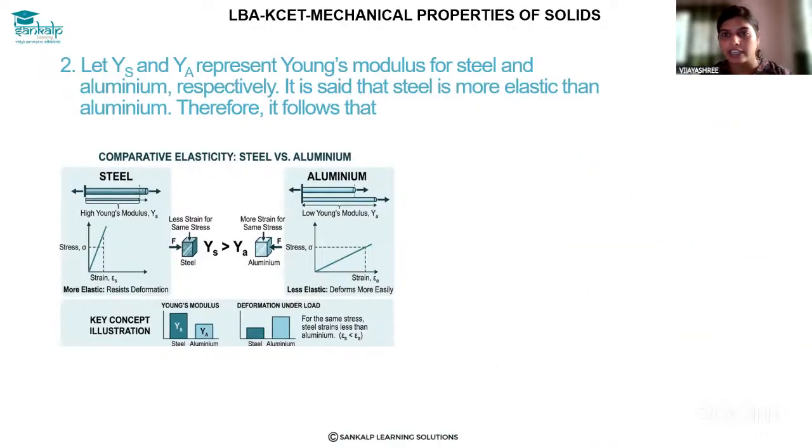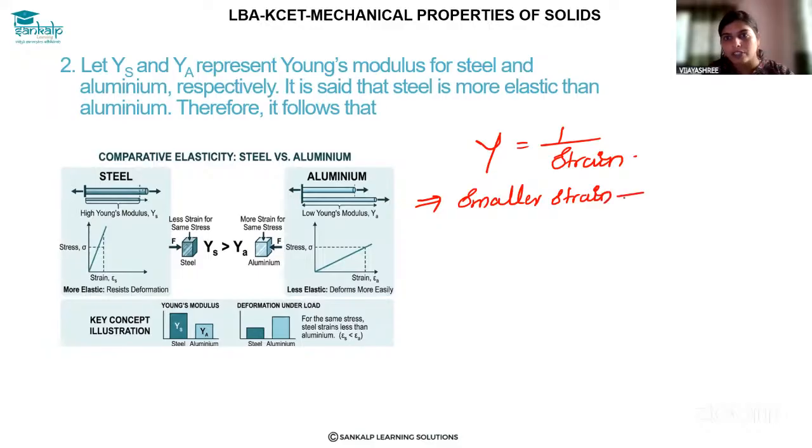I will move on to the next slide. Young's modulus is inversely proportional to strain, right? That means more strain means less Young's modulus, and smaller strain implies larger Young's modulus. Smaller strain means larger Young's modulus.